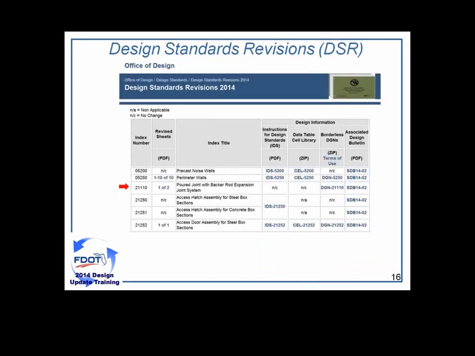All right, looking back here, we have index 21110. The only change that was made to 21110 was to sheet 1. Therefore, we have sheet 1 of 2 available under the revised sheets. There were no changes to the instructions or the data table, and we've also provided the DGM.